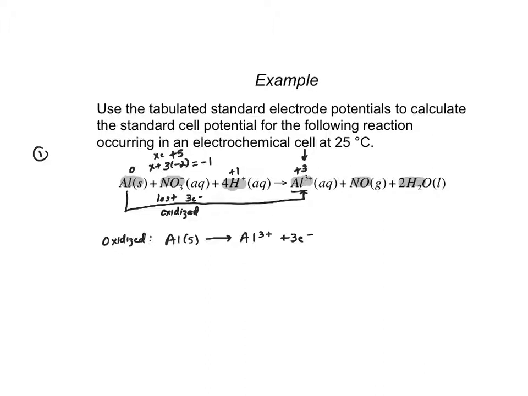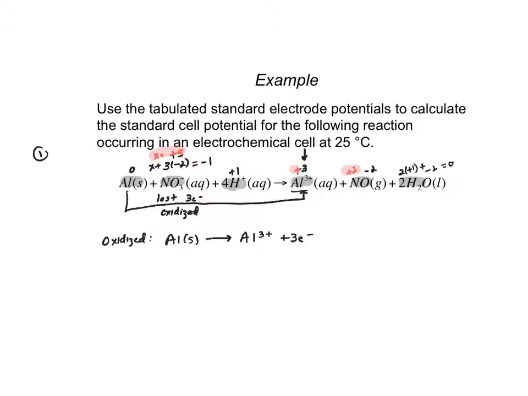Now if we move over to the products, NO, we've got a -2 for oxygen. Again, what does nitrogen have to be if it's going to sum to 0? +2. And then for water, we would have a -2 for oxygen and 2 times a +1 for hydrogen, which sums to 0. So who gets reduced here? Nitrogen, right? So nitrogen goes from a +5 to a +2, right?